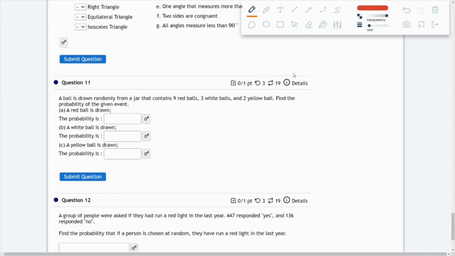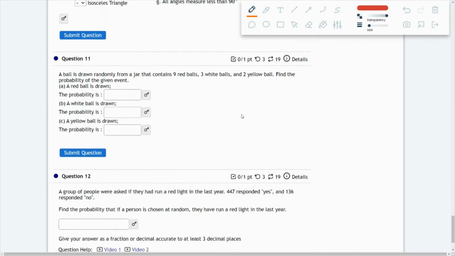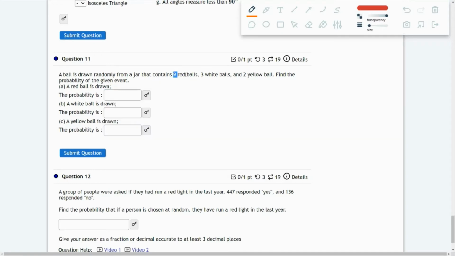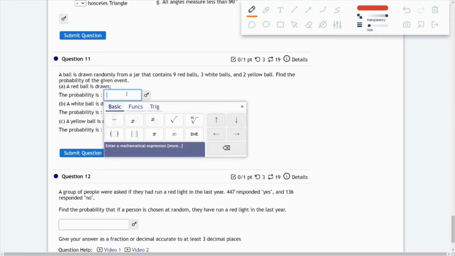And so I think I am limited to what I can do right now with our paint here. So I think what I'll try to do is explain it just in words here because I can't really draw anymore for some reason. It's okay. So if I have 9 red balls, 3 white balls, and 2 yellow balls, I add them all together. So 9 plus 3, and then plus 2. So 9 plus 3 is 12, and 12 plus 2 is 14. So I have 14 total balls here.